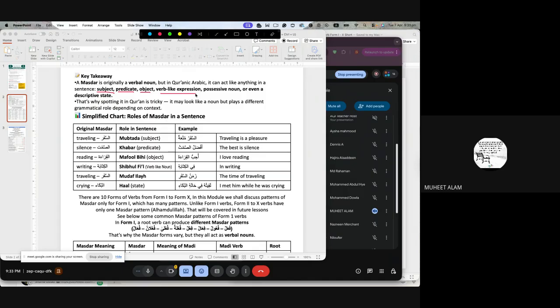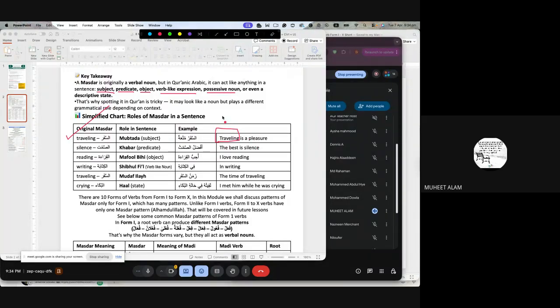Now let's understand it with these examples. In the first example, as-safru mut'atun, which means traveling is a pleasure. Here, as-safru, traveling, is masdar, but in this sentence, it is acting as mubtada, which is the subject. Now we can see that a masdar can be a subject. This is an example of masdar as a subject.